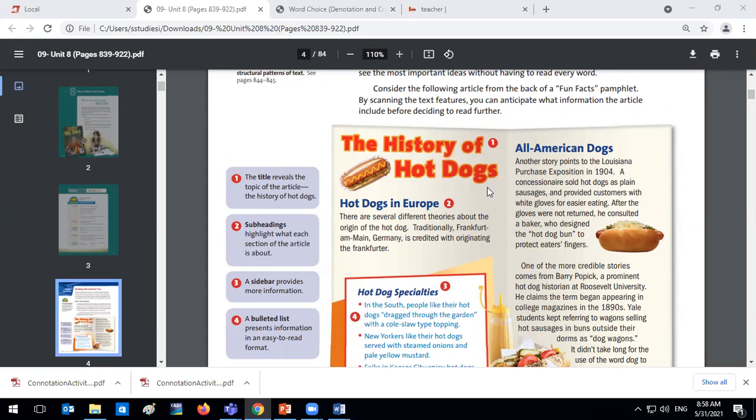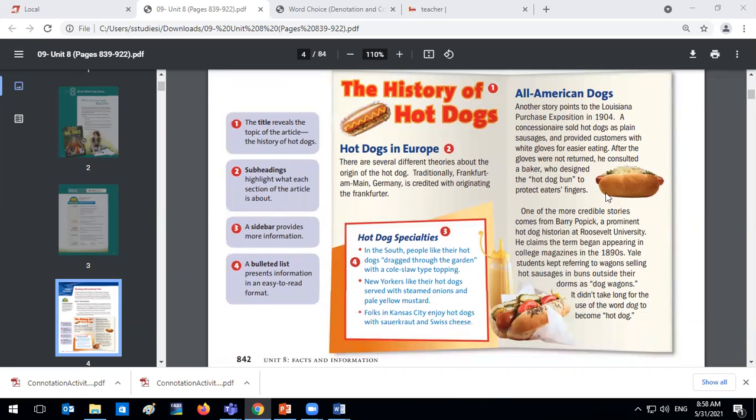Journalists also divide their article into sections, and usually with each section comes a subheading. Here you have two subheadings. One of them is hot dogs in Europe, and the second subheading is all American dogs. This box right here is called a sidebar, and I'm going to get to it in a bit. Subheadings, Adam, for the example here, tell you what the section below it is going to discuss.